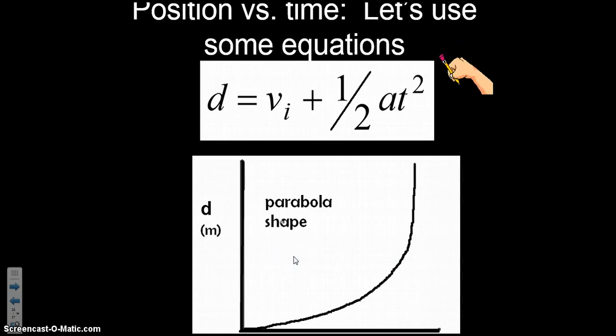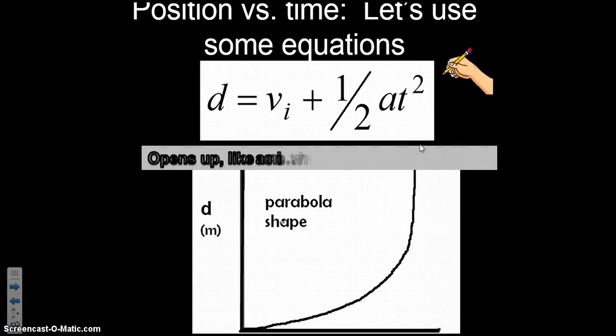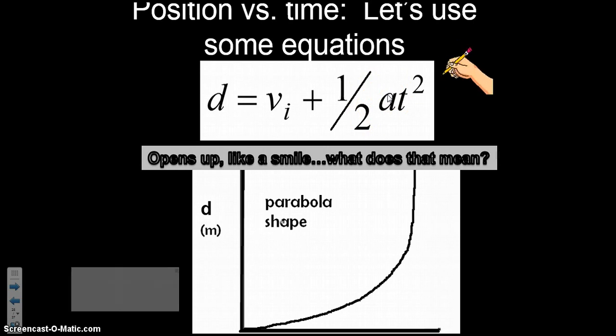Okay, so let's look at some equations. Hopefully you remember this from your acceleration video, but this is one of what we call our three amigos. In order to calculate the distance, look, we're going by time squared. This is why we've got that parabola shape. Just like in algebra class, when you're looking at x squared, you've got the parabola shape to your graph. It opens up like a smile. What does that mean? Guess what? The acceleration is positive. It means that you are speeding up, not slowing down.